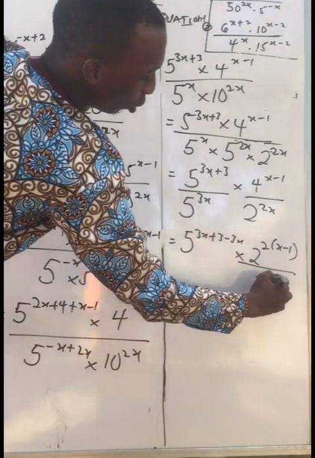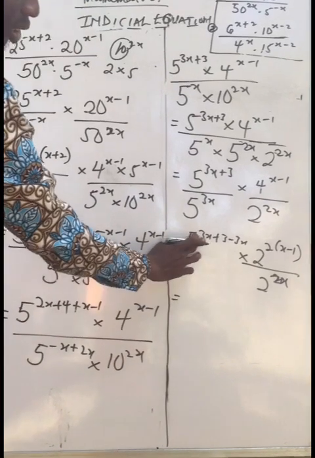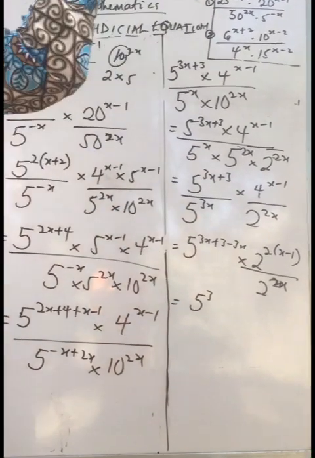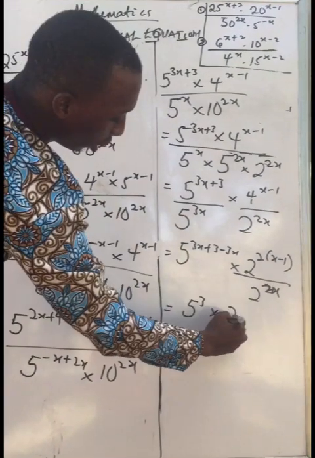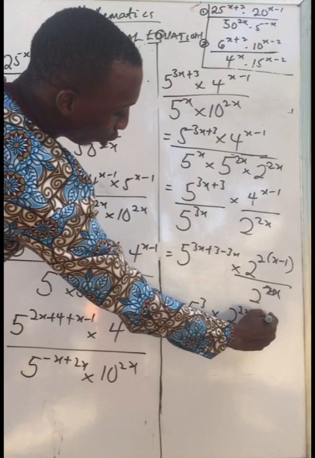Yes, this is what we end up having at the end of the day. And this one is the same thing as having 3x minus 3x, which is out of it. So we are left with 5 raised to the power 3. Now, looking at these two here, you end up having 2. When you expand this, you have 2x minus 2.